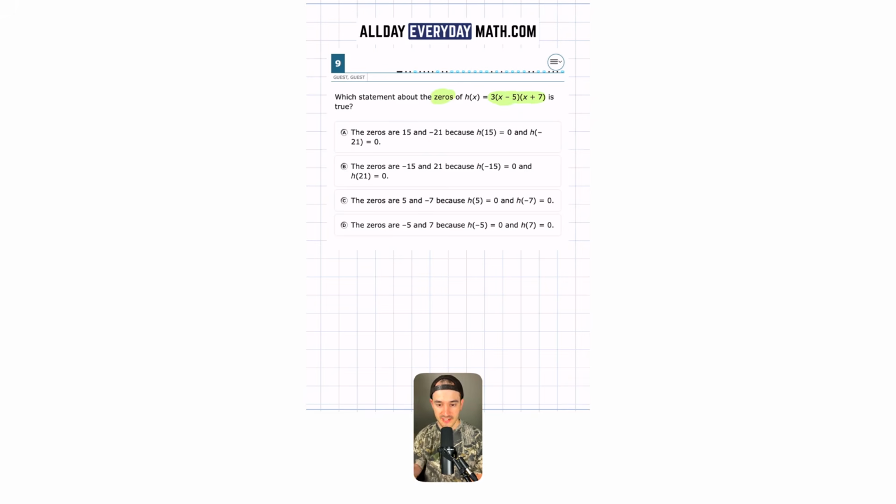So remember that zeros are the same thing as x-intercepts or the solutions to a quadratic equation. And so the way that we solve a quadratic equation is we take it and set it equal to 0. So we're going to do 0 is equal to 3 times x minus 5 times x plus 7. So the only way to make the right side of the equation equal to 0 is to have this set of parentheses equal to 0, because whenever you multiply by 0, you get 0. Or we have to get this parentheses equal to 0. And so that's what we're going to do to solve.